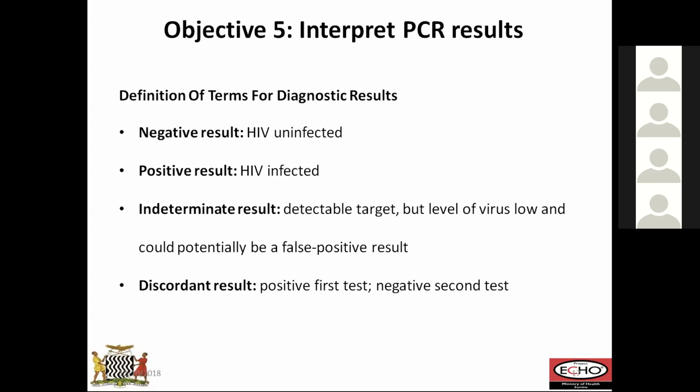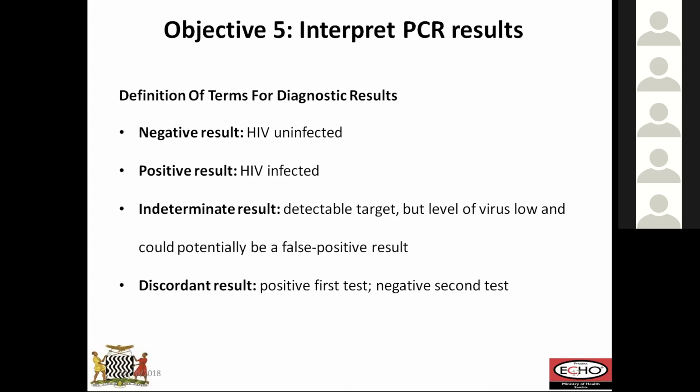Sometimes you will get an indeterminate result. If you send enough spots on your cards, the lab will actually go ahead and retest your samples to try and confirm if there's HIV or not. This is usually because there may be detectable HIV, but the level of the virus is too low and it could potentially be a false positive result. So you'll get an indeterminate result. If you ever receive such a result from the lab, you need to immediately call back the infant and have the infant sample recollected and sent back to the lab.